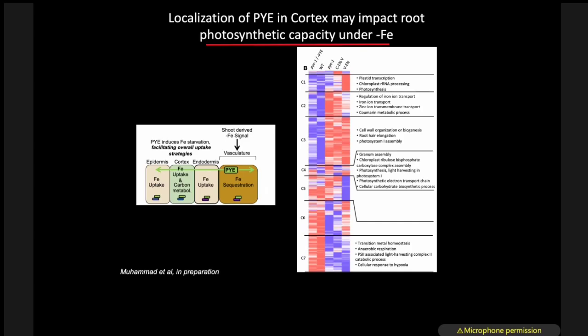So we think that there's something specific happening in the cortex associated with photosynthesis that Popeye seems to be controlling, that's changing its tolerance to iron deficiency.